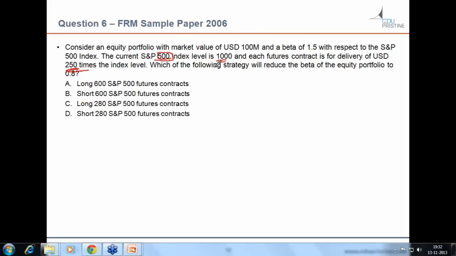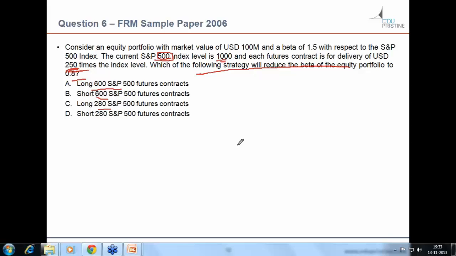Okay, so now the question is asking which of the following strategies will reduce the beta of the equity portfolio to 0.8. It's clearly a question about hedging, or I should say it is trying to reduce the beta of the portfolio. So we need to estimate, through the futures, the number of contracts. So how can we do that?